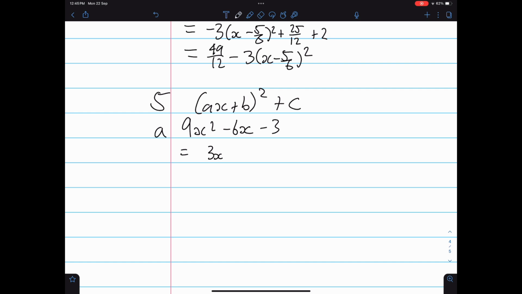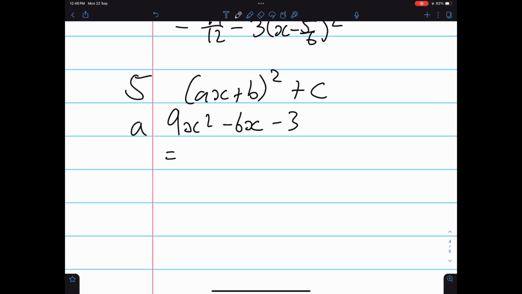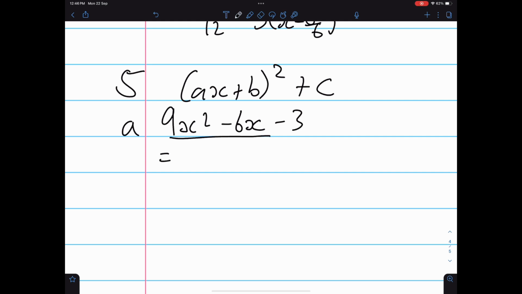I would do a 3x and then I do minus. What I'll do is I would divide it, to figure this out, I would divide this bit by 3x and I would figure out what we get. So we have 9x squared divided by 3x will just be 3x, and then if we do minus 6x divided by 3x, we'll just get 2. And this is 3x multiplied by 3x minus 2.